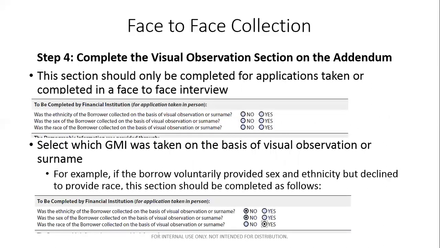Step 4, complete the visual observation section of the addendum. So we just need to make sure we're properly collecting this information. This section really should only be completed for applications taken face-to-face, because it says yes or no based on how the information was gathered. Was the ethnicity, sex, or race collected via visual observation or surname or not? Select which government monitoring information was taken based on visual observation or surname. So there may be some of it that was collected based on visual and some not.